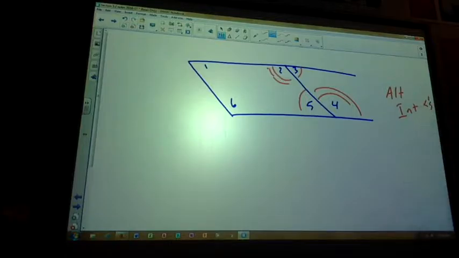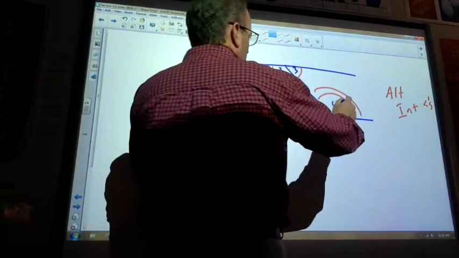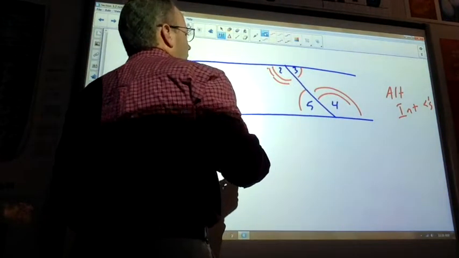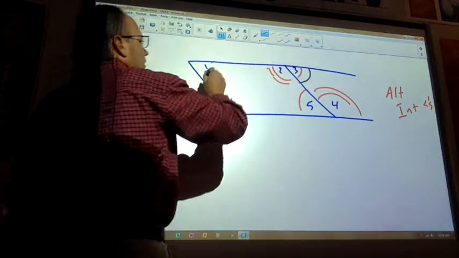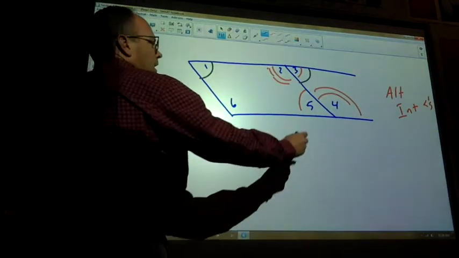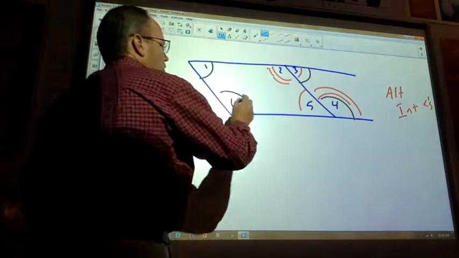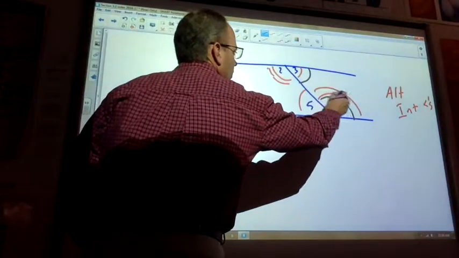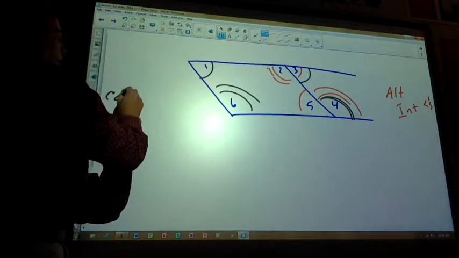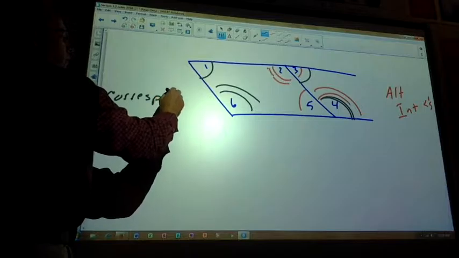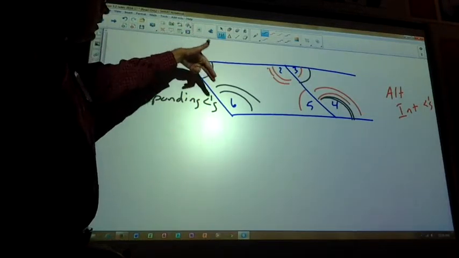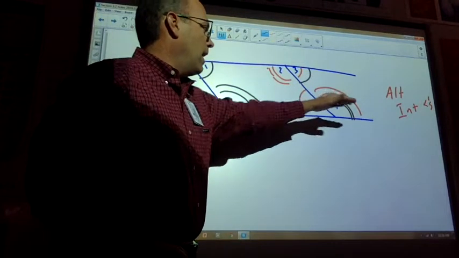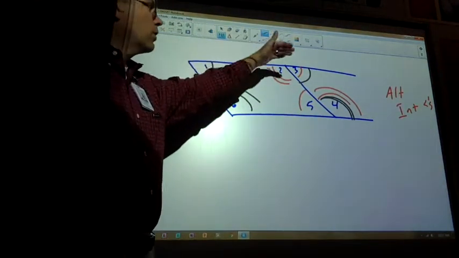Is that right? And then I could also state, so from there, I could then say that 3, those are corresponding, and this, those are corresponding. So corresponding will be in black. And that just means they're in the same spot. And that's using this line and this line, and that is a transversal, or that is a transversal.